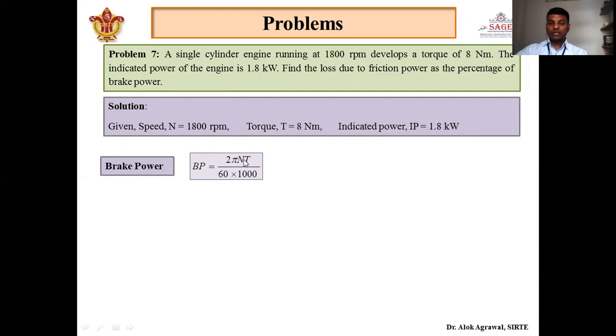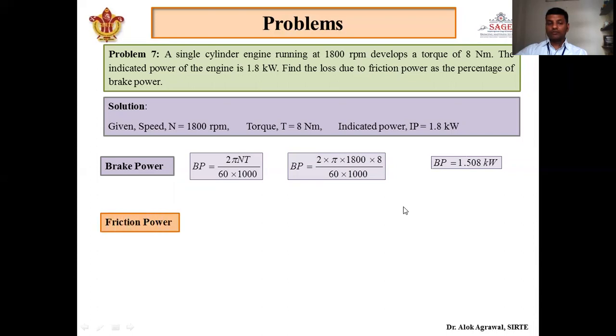So brake power can be calculated by 2 pi NT by 60 into 1000, that you have already seen, and this is a very simple problem. You have already seen it in your plus 2 level. Again, by substituting all the values, brake power comes out to be 1.508 kilowatt.